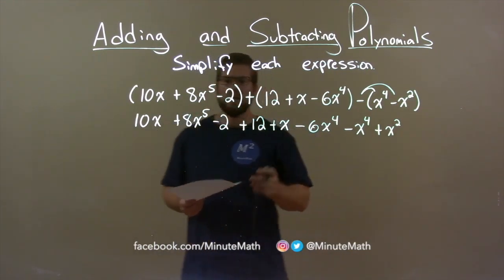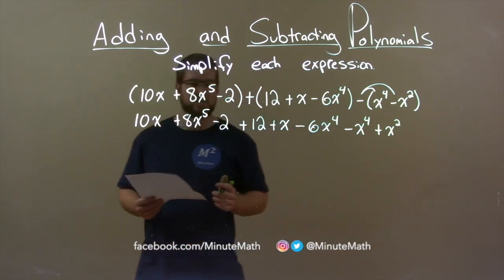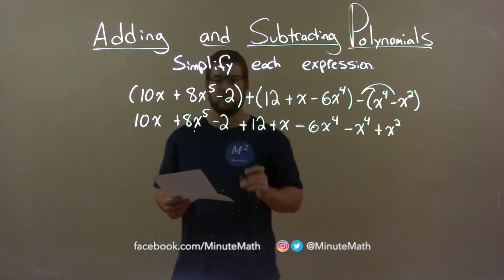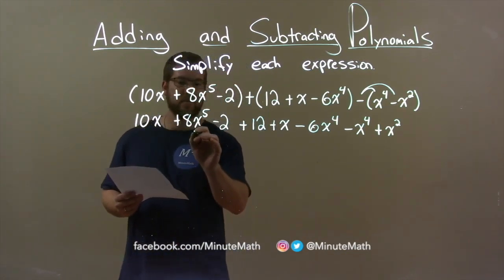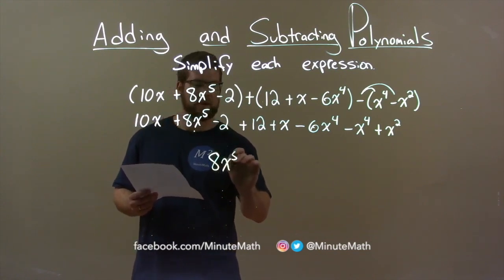Okay? So now we want to combine our like terms. Okay? We start with our highest degree, and the highest one I see is to the 5th power. 8x to the 5th power. So write that down, and I'm going to put a dot there to show that I've brought it down. 8x to the 5th power.